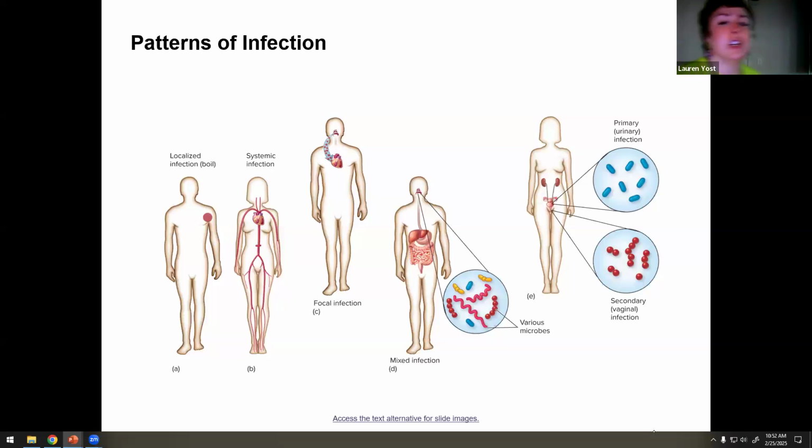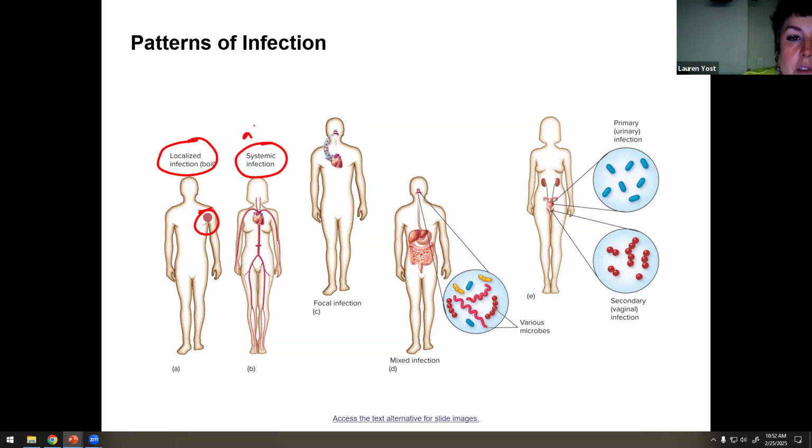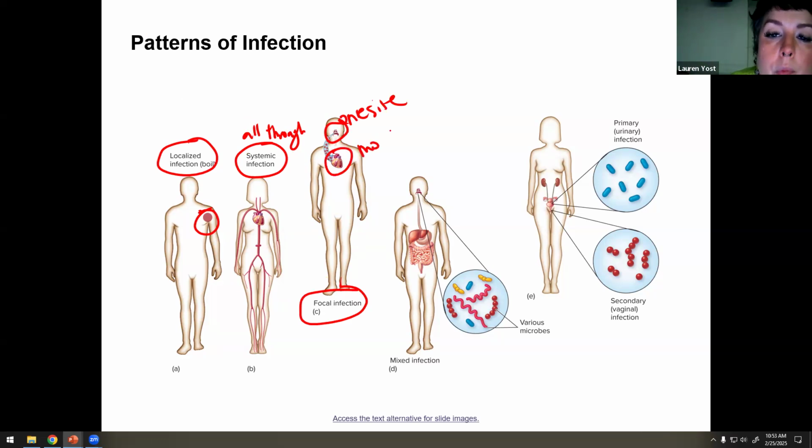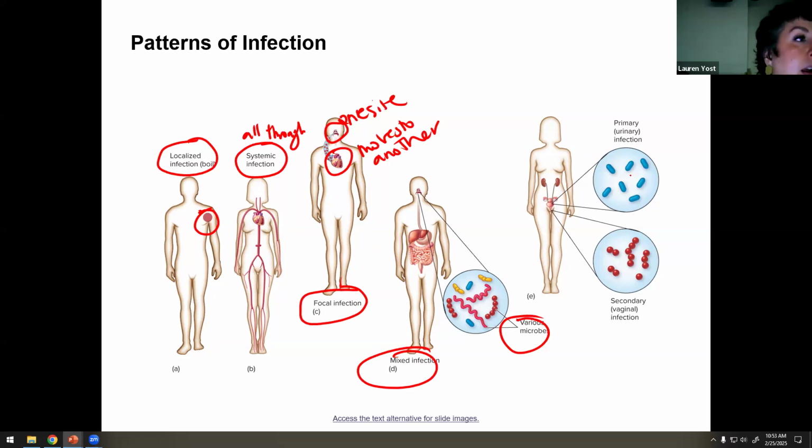There's different patterns of infection. We have localized infections, which are exactly what they sound like. This would be like a boil. You have an infection at one spot in the body, or systemic infection. This would be infections that are all throughout the body. We have focal infections. This is where you have one site of infection that moves to another, but it's not all over the body. It's just moved to another spot, right? We have mixed infections where you have more than one microbe involved. And then we can have primary and secondary infections.